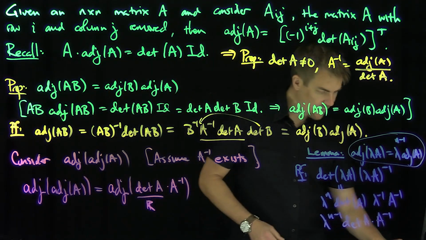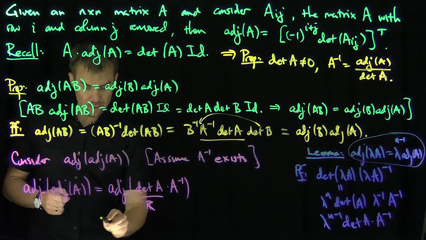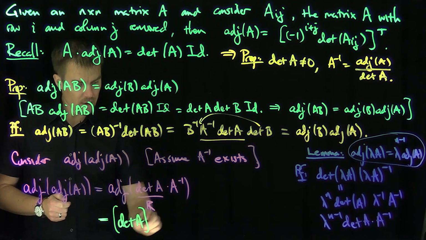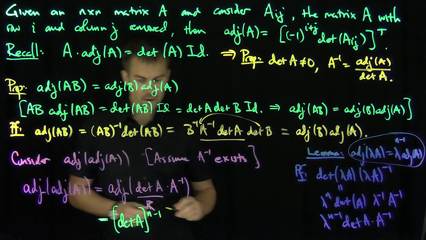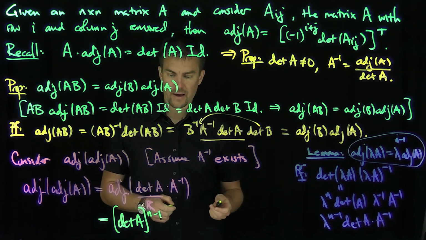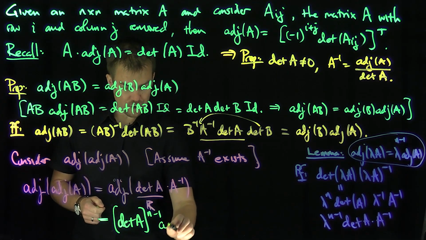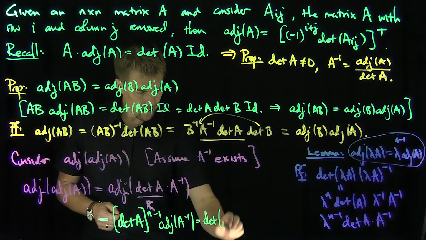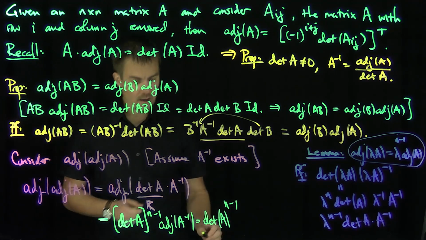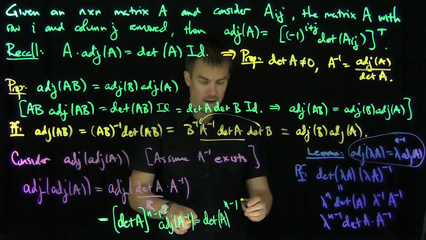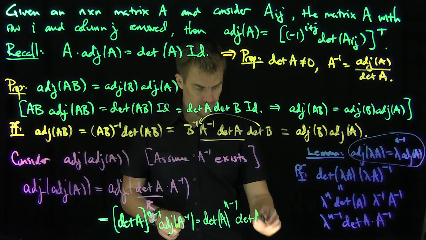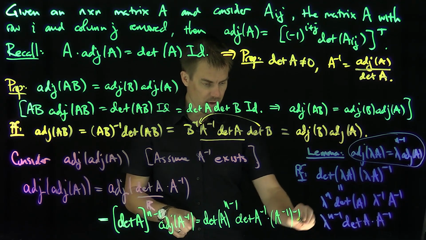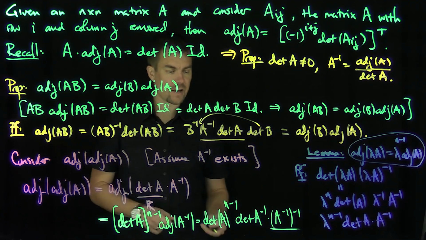And so now what I'm going to do is pull out that many copies of the determinant of A. In other words, by our lemma over here, this becomes the determinant of A to the power n minus 1, and I can pull that out, then I have the adjugate of A inverse. And what's the adjugate of A inverse? It's the determinant of A inverse times the inverse of A inverse, inverse. Of course, that's just equal to A, and that's the determinant of A to the n minus 2.